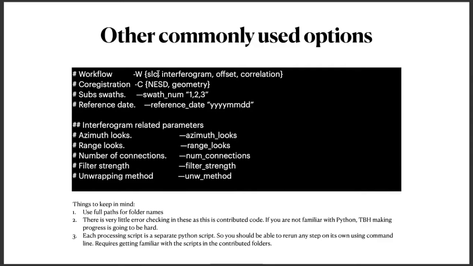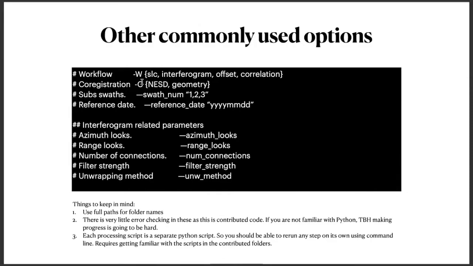The workflow stops there. There's another workflow called interferogram, which runs up to SLC and then generates a predefined set of interferogram pairs. There's a workflow called offset, which starts from the co-registered SLC and generates amplitude cross-correlation pairs. This is mostly for the cryosphere community. And then there's a workflow called correlation, which generates high-resolution correlation maps from the stacks for predefined pairs.